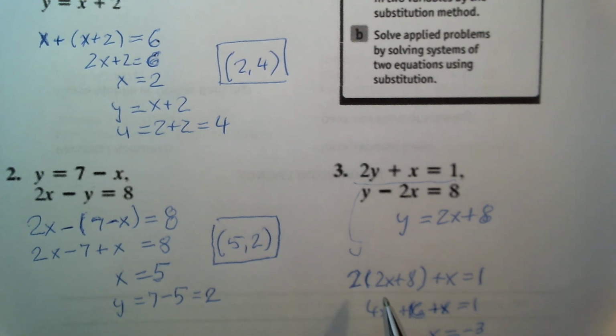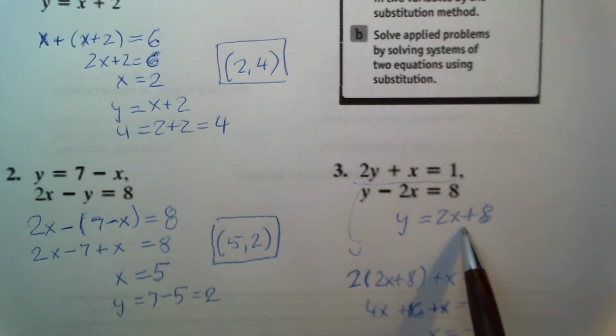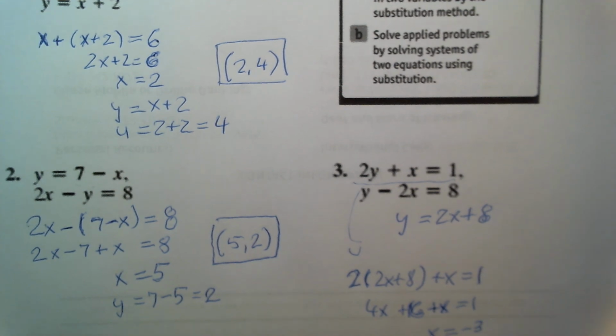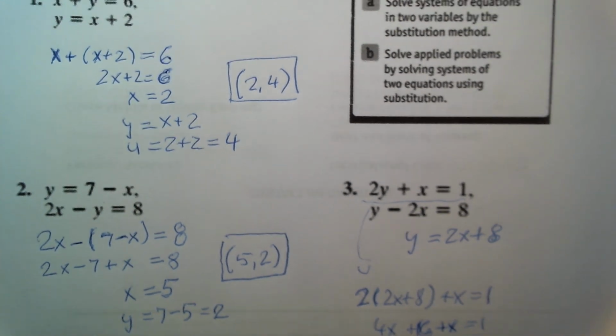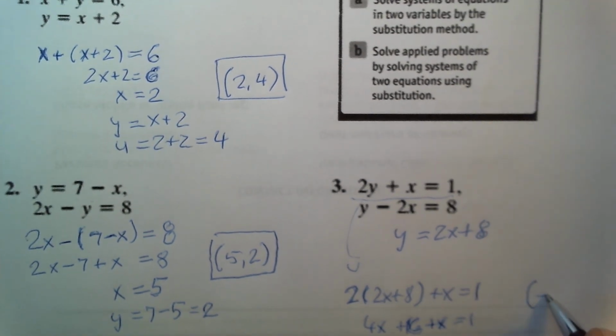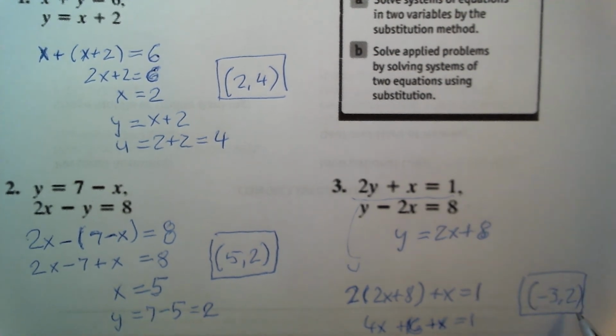And so now we can use any one of the equations to determine what y is. So let's use this one here. y equals 2x plus 8, and x is equal to negative 3. So that means minus 6 plus 8 equals 2. So x equals minus 3 and y equals 2. So the ordered pair (-3, 2) is the solution of this system of equations.